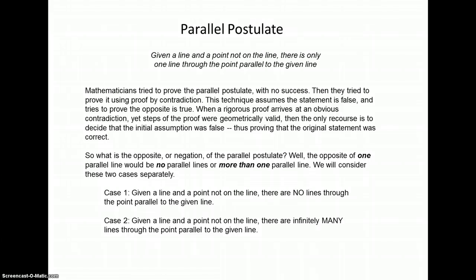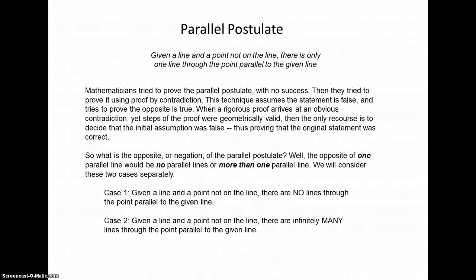A proof by contradiction assumes that the original statement is false, so the postulate is false, and then tries to prove that the opposite is true. In our rigorous proof, we would use valid geometrical steps supported by properties, definitions, theorems, and corollaries. And then at the end, when we end up with a blatantly false statement, then the only thing that we can decide is our error was at the beginning.